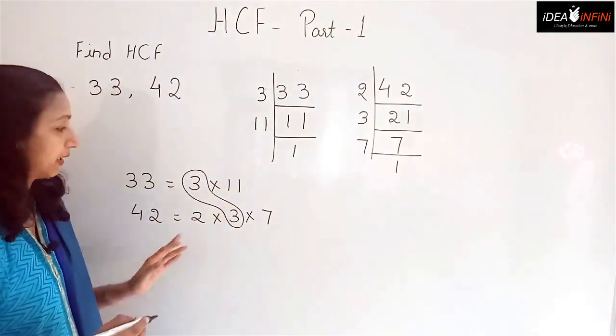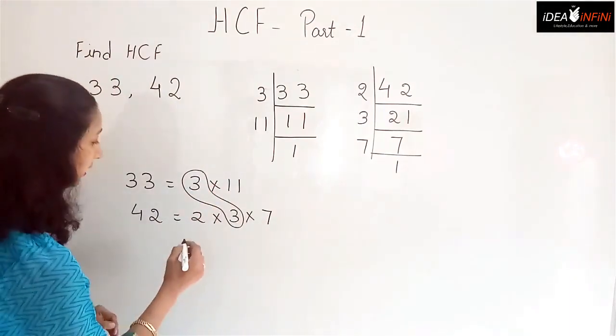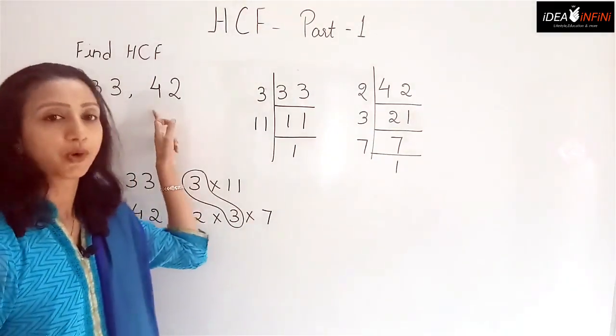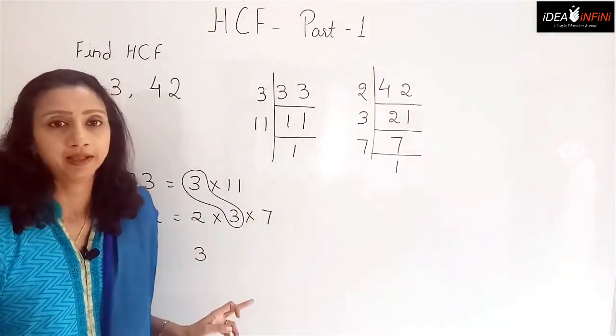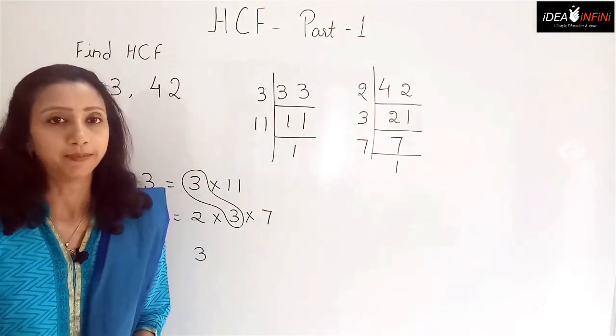No other pair I am getting. Here is 11, here 7 and 2. There is no other pair that I am getting. So the highest common factor of 33 and 42 will be 3. So this is how we find out the highest common factor of two numbers.